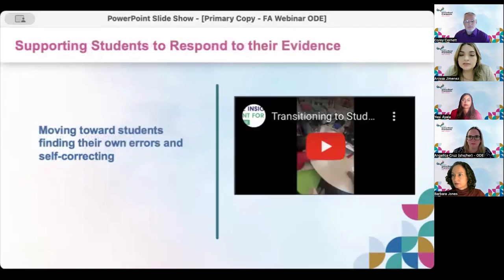So here we're going to see some more of that shift. I am still questioning and prompting here, but students are starting to notice more of their errors. So thinking about, again, that feedback loop and how student and teacher are going through that feedback loop. This is kind of that shift towards students taking themselves around and responding to their own evidence.